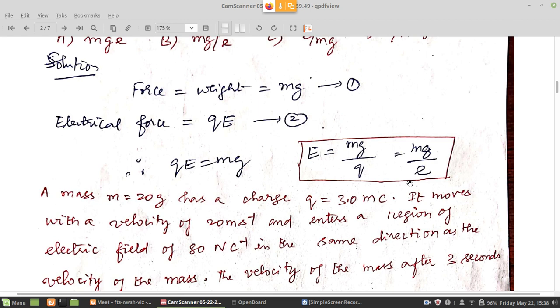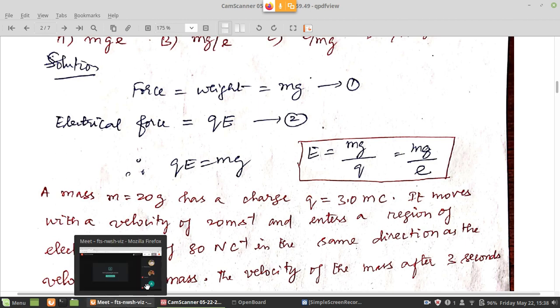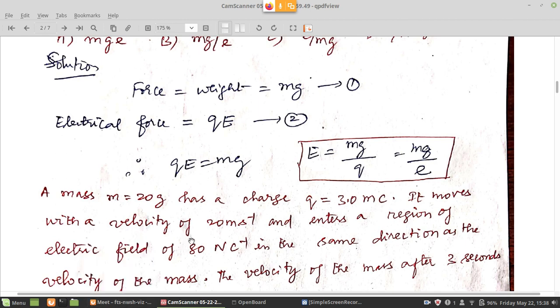56 meters per second. Yes, the answer is correct actually. 56 meters per second. Let others also work out. Now they know the answer, so they can be sure. Let them work out. One or two minutes will be for others.